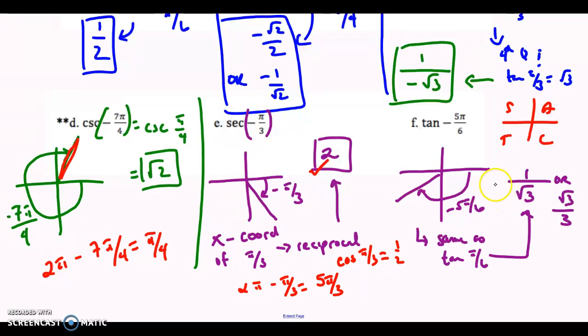Finally, tangent of negative 5 pi over 6. If I go backwards, negative 5 pi over 6, I'm really at 7 pi over 6. 7 pi over 6 relates to pi over 6. And the tangent of pi over 6 is 1 over root 3, or root 3 over 3. And this value is positive because, again, ASTC: in the third quadrant, tan is positive.